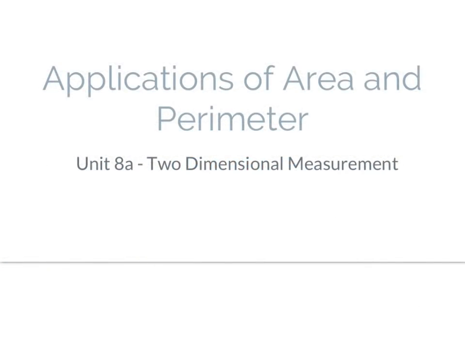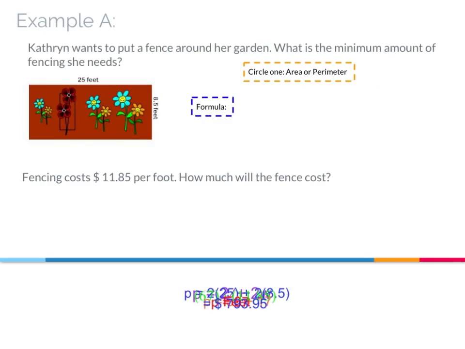We will be continuing our 2D measurement unit by talking about applications of area and perimeter. Example A says that Catherine wants to put a fence around her garden. What is the minimum amount of fencing she needs? In order to answer this question, we need to first determine if we need to solve for area or perimeter. Since Catherine wants to put a fence around her garden and not fill her garden up with fences, we need to solve for perimeter.